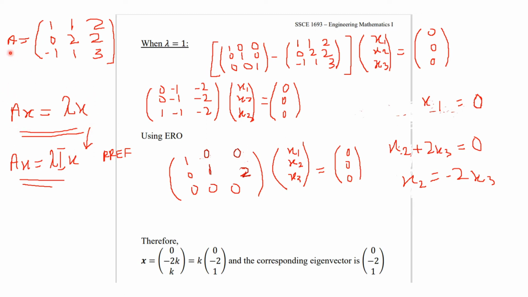We know that the value of matrix A is 1, 1, 2, 0, 2, 2, negative 1, 1, 3, and the value of lambda is equal to 1. From there, we can slot the values into this equation, and when it is rearranged, it will give us this form.